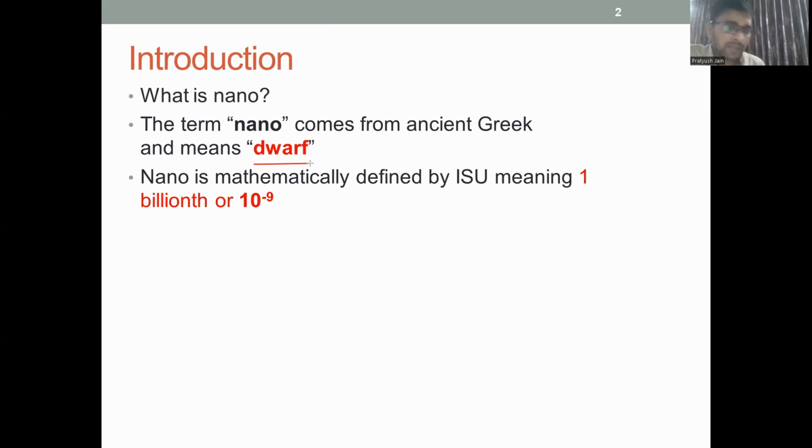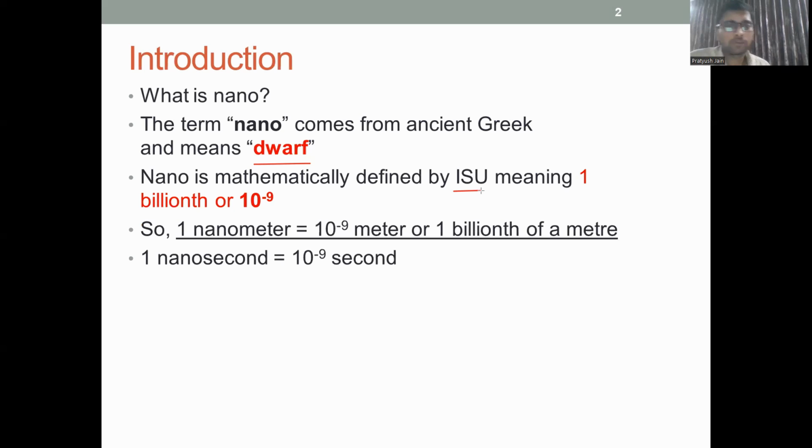If we talk about its mathematical definition, then the International System of Units defines 1 nano of something as 1 billionth, or 10 to the power minus 9, of something. So 1 nano of a meter will be equal to 10 to the power minus 9 meter, or 1 billionth of a meter. Similarly, 1 nanosecond will be equal to 10 to the power minus 9 seconds.